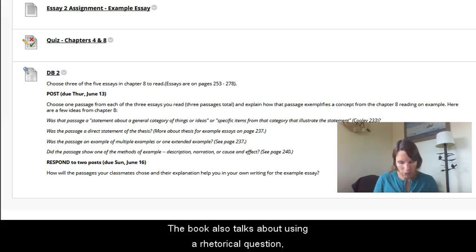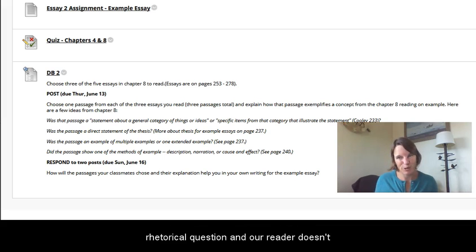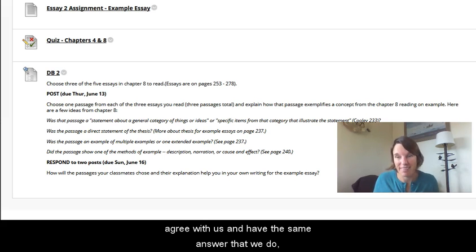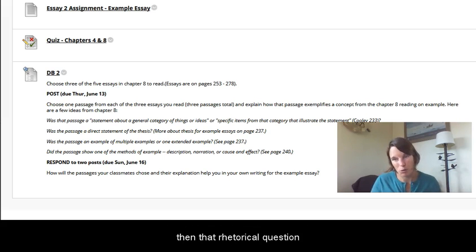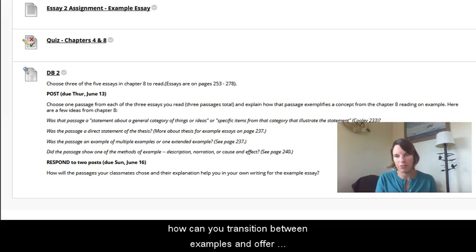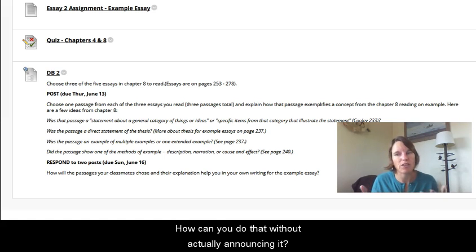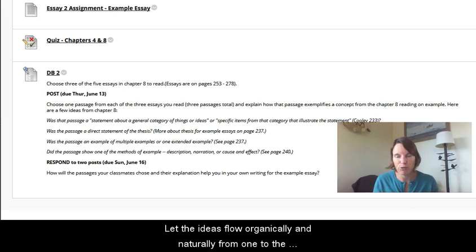The book also talks about using a rhetorical question. And I advise against that as well, because if we pose a rhetorical question and our reader doesn't agree with us or have the same answer that we do, then that rhetorical question can fall flat. So I would think about how you can transition between examples and offer examples without having to say, and here's an example. How can you do that without actually announcing it? Let the ideas flow organically and naturally from one to the next.